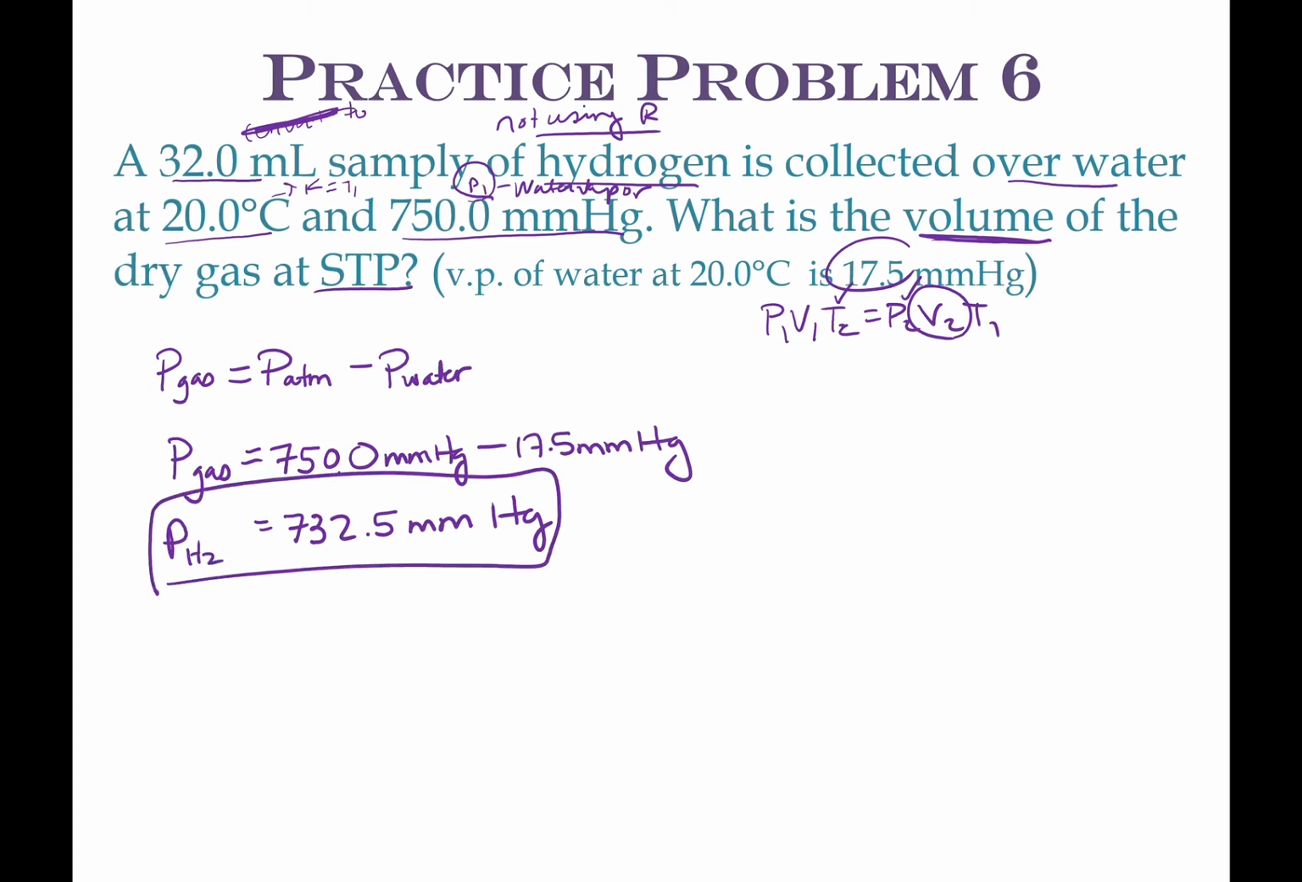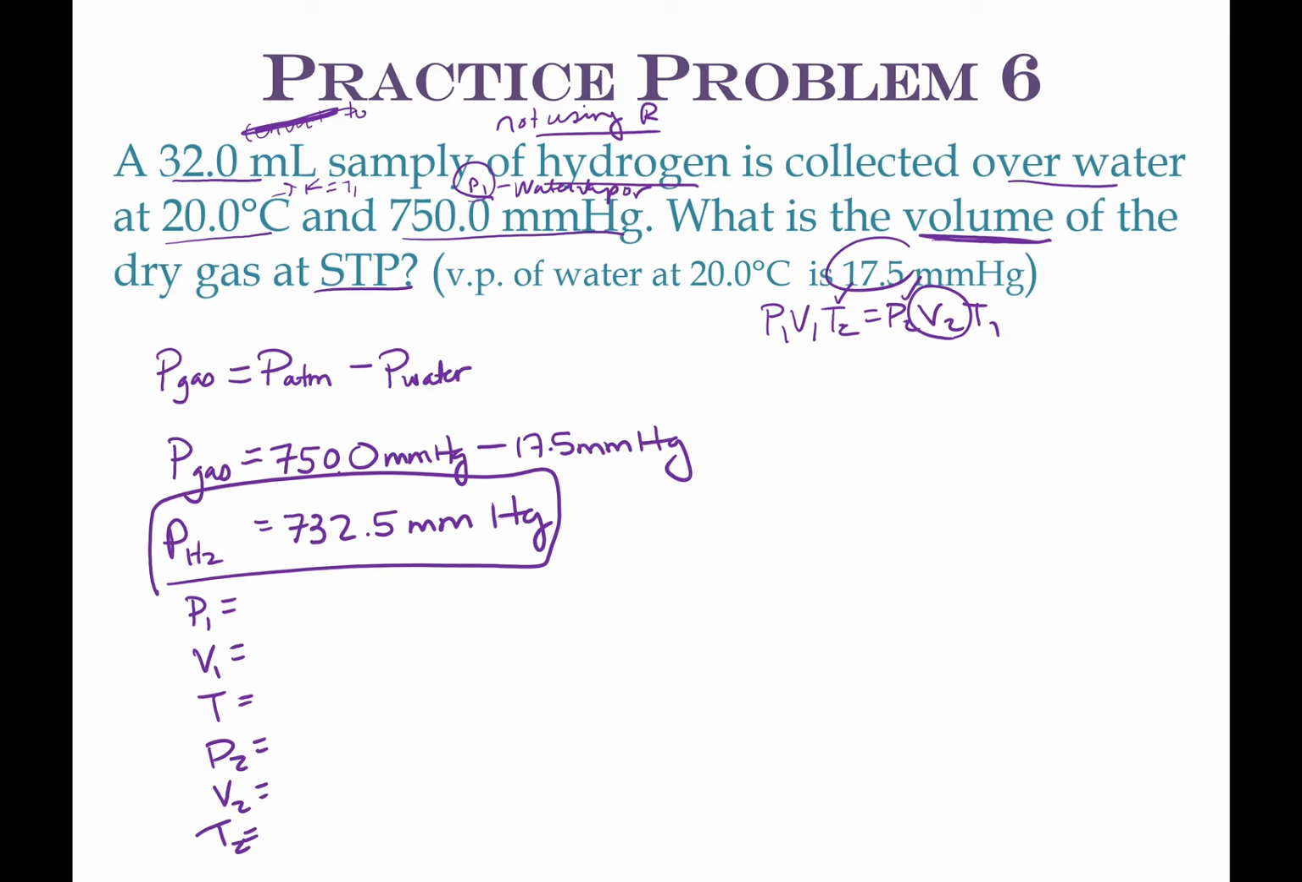Well, that's not our final answer. We want to know the volume of the hydrogen under STP conditions. So this is something similar to what you had to do in lab. First, you're going to look for your variables: P1, V1, T1, P2, V2, T2. I have not changed the number of moles, so I do not have to use PV equals nRT. I can just use my combined gas law.